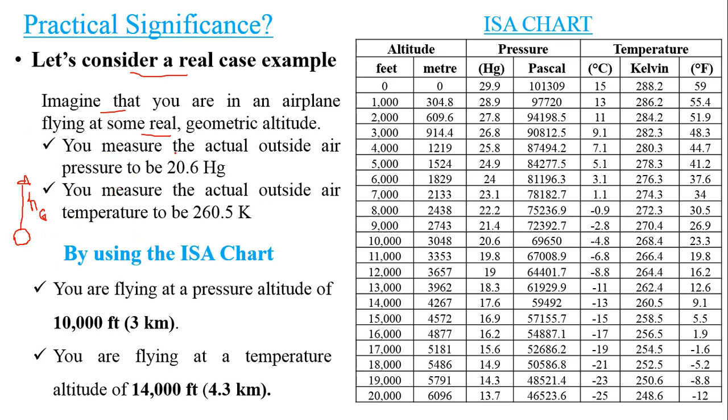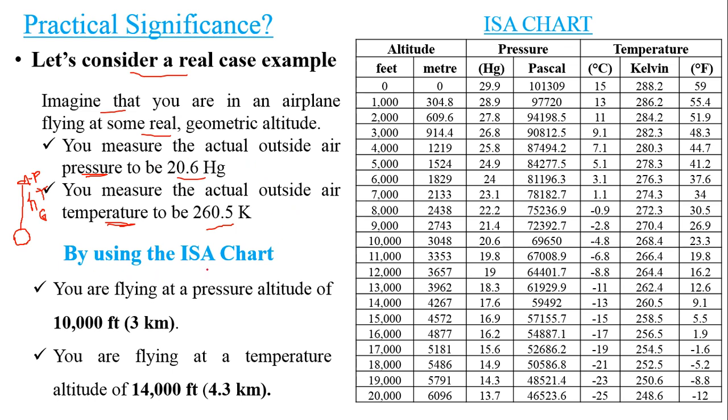So you are measuring the actual outside air pressure to be 20.6 inches of mercury. So you are measuring the pressure and temperature at this point at some particular geometric altitude. The pressure is 20.6 inches of mercury, and the temperature is around 260.5 Kelvin. So you know the pressure and temperature. As said, we can determine the altitude at which we are flying, as we know two parameters.